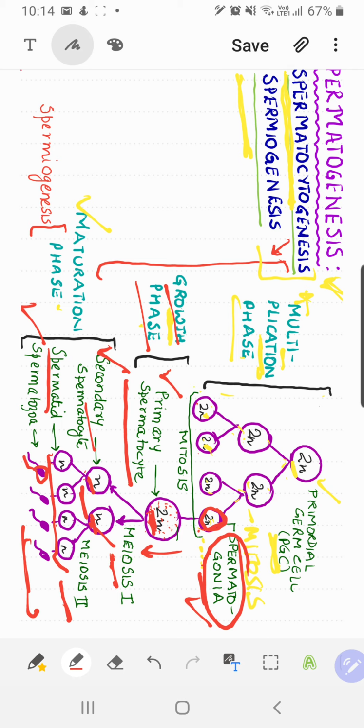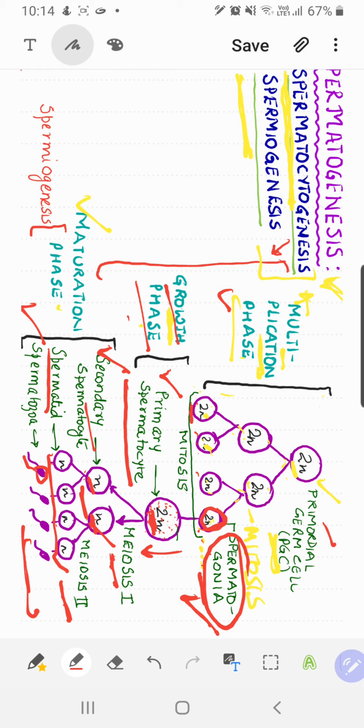I hope I have made myself clear. Again, I am letting you know, you will be starting with the primordial germ cell. Mitotic divisions will be multiplying. First phase is multiplication phase. So mitotic divisions will be leading to increase in the number, and the structure will be known as spermatogonia.